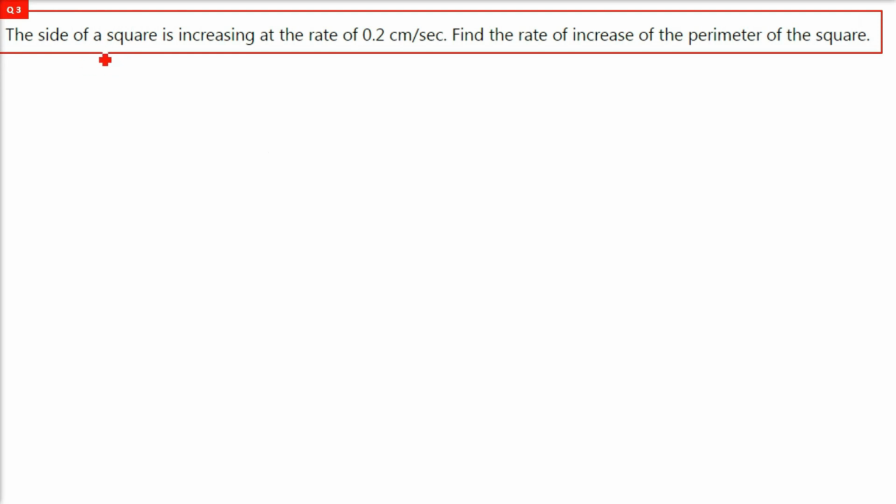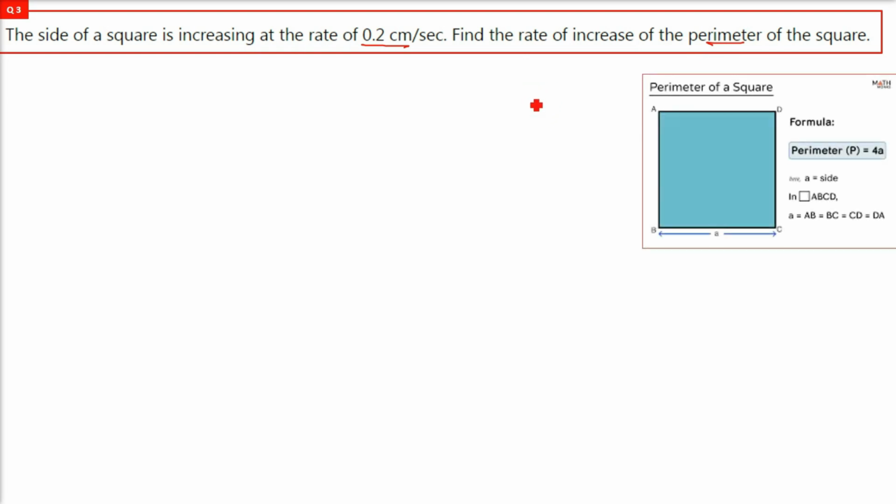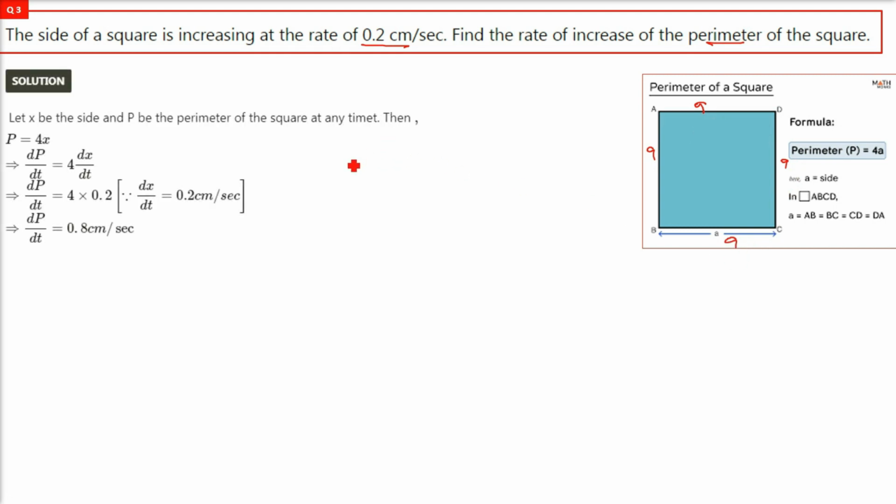The side of a square is increasing at the rate of 0.2 centimeters per second. Find the rate of increase of the perimeter of a square. Square, all sides equal. Area we already seen. Perimeter, 4a, 4x. If you take the side of a square as x, then 4a or 4x, because we always take x, so 4a is the perimeter.